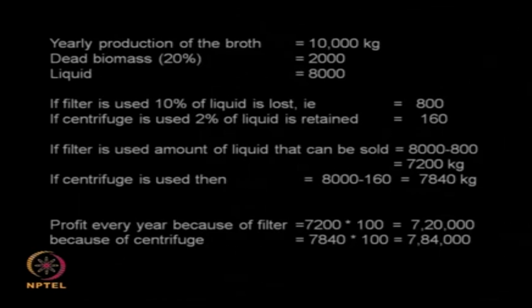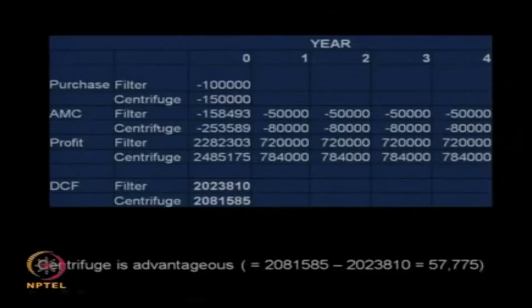So if liquid is your desired product, then if you use a filter you lose 800 kg of the liquid, and if you use a centrifuge you lose 160 kg of the liquid. So profit every year because of the filter will be 7.2 lakhs, and profit every year because of the centrifuge will be 7.84 lakhs, because you get more liquid when you use a centrifuge, so you make more profit because liquid is your final product. I showed you the same table last class.